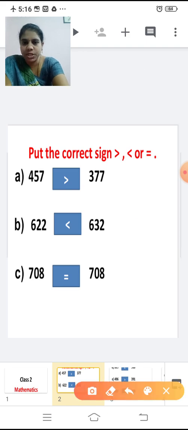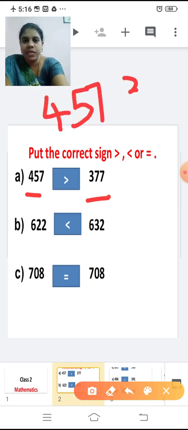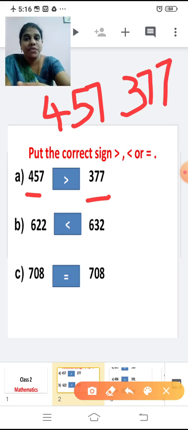Now we'll move on to the sums. First sum, put the correct sign: greater than, less than or equal to. So now we are going to compare between the two numbers 457 and 377. First see the digit at the hundreds place.